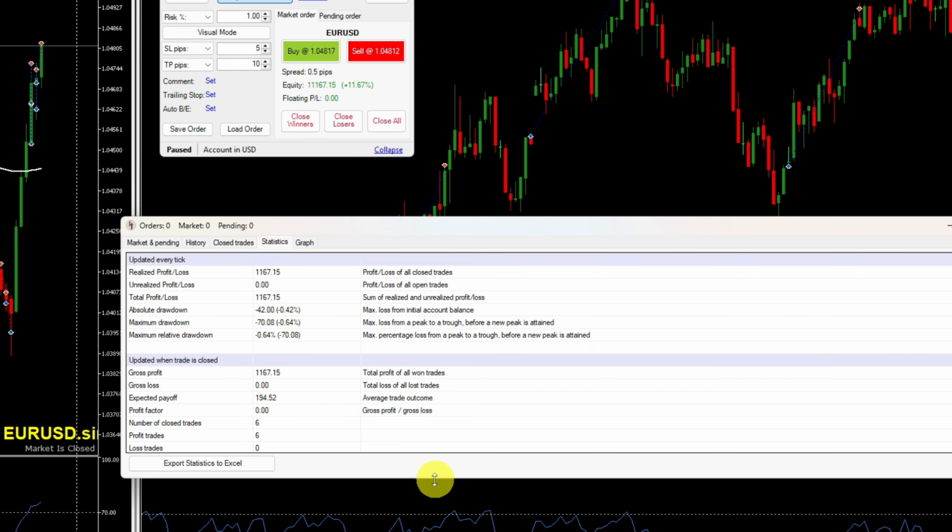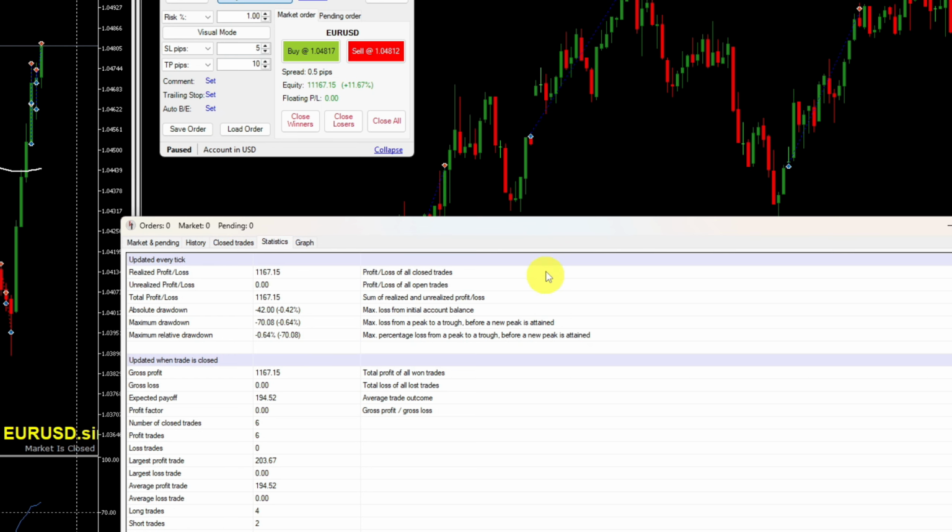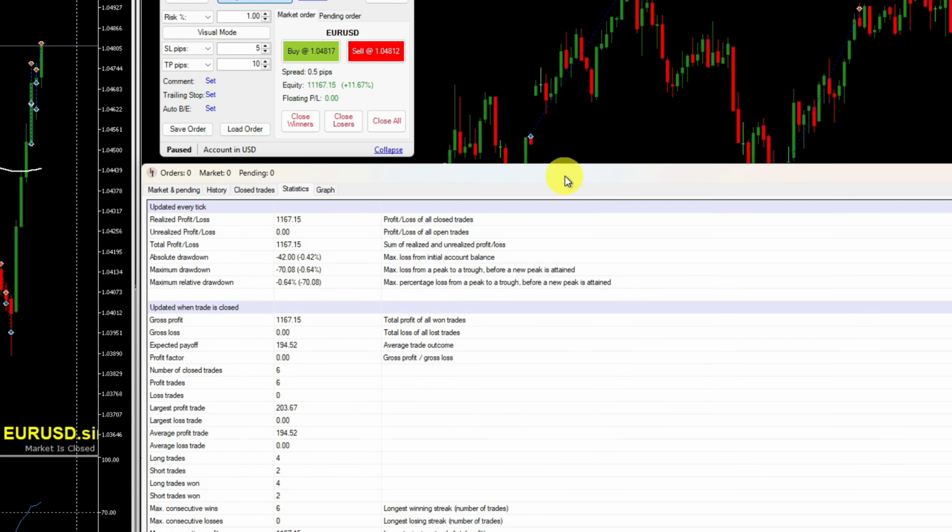And nothing really to show you on the statistics. All we can see here is that we actually passed the challenge. We made our 10% gain. We had 6 trades in total, and all 6 were winners. So I think this scalping strategy does have potential.